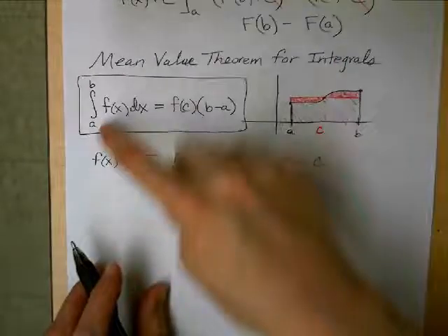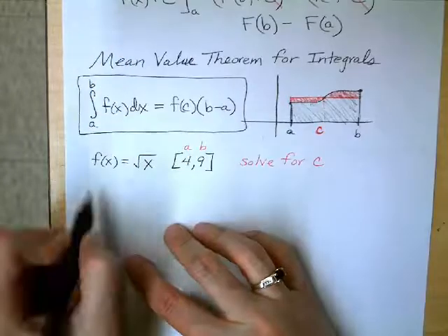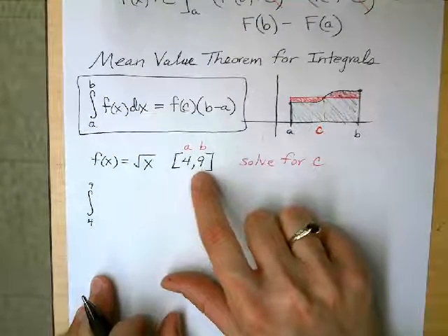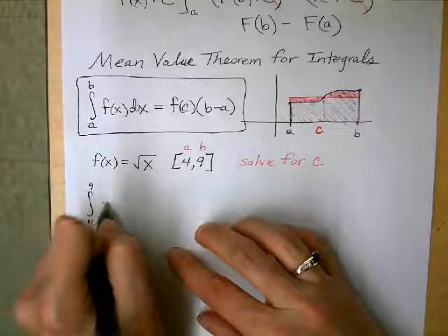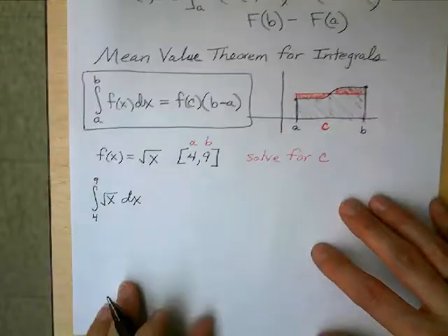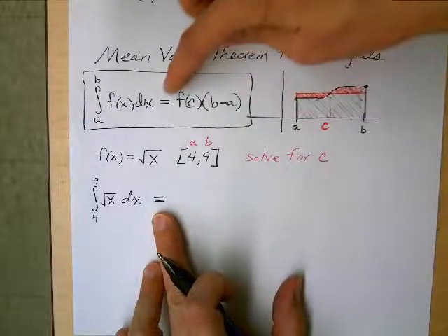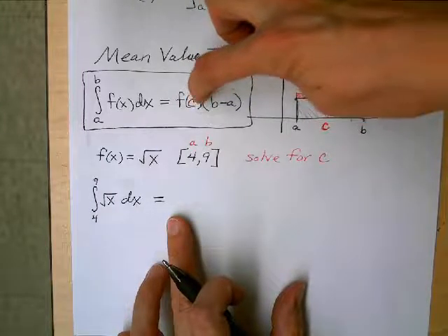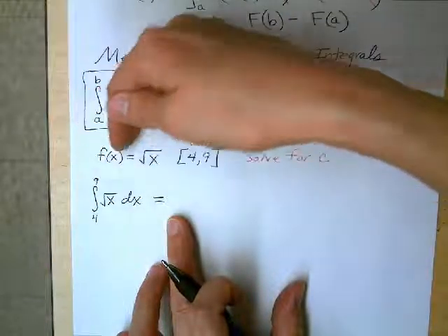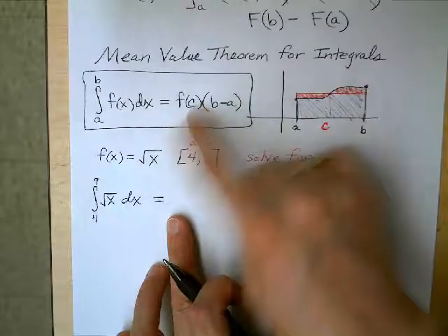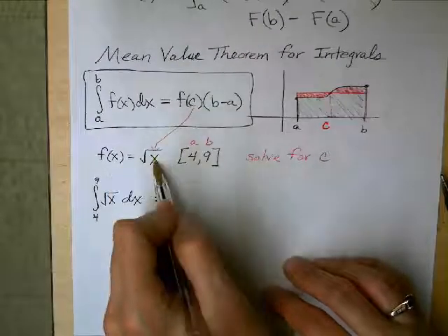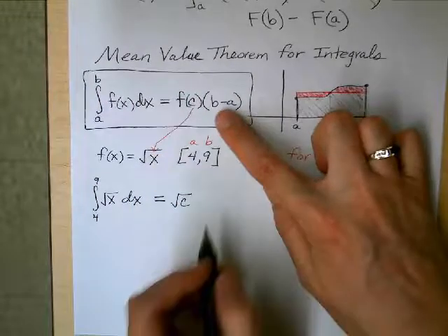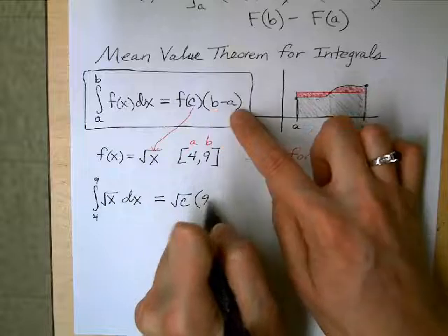We need to follow this formula. The left side says you're going to do an integral, so we want to integrate from 4 to 9, because those are the A and B numbers they gave you, of square root of x dx. Then the formula says this equals f of c. We don't know what c is. F of c means go to the function f of x and put c in instead of x, so it's going to say square root of c. And then b minus a; b was 9, a is 4, so it's 9 minus 4.